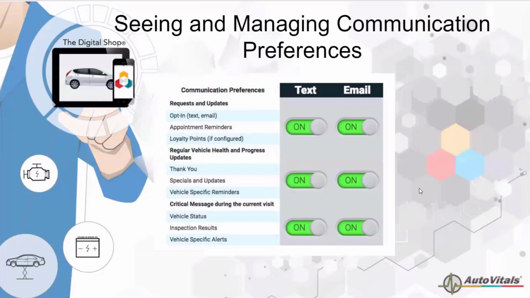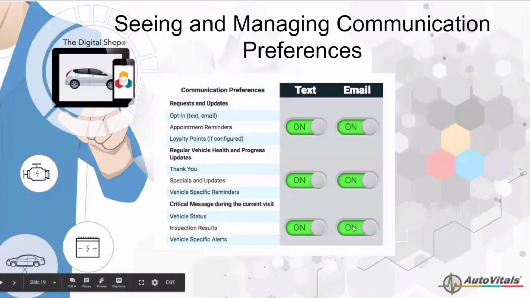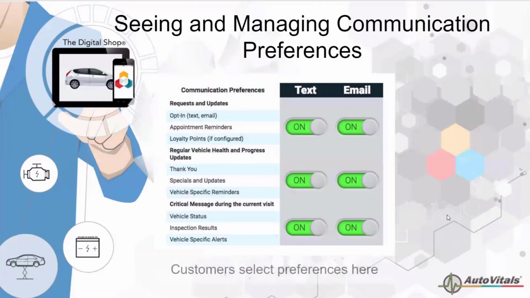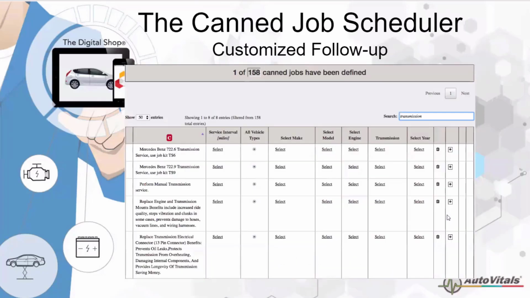Every communication we send out to your motorist gives them the ability of selecting their preferred method. What you'll see here is there's 3 different methods: request and updates, and you can see we have information here that would apply to the first set of switches. Regular vehicle health and progress updates, your retention communications, you can see here, that would control these toggle switches. And then for all of your smart flow and notifications, that would be under critical messages. During visit, those are here, and these toggle switches communicate and control that.